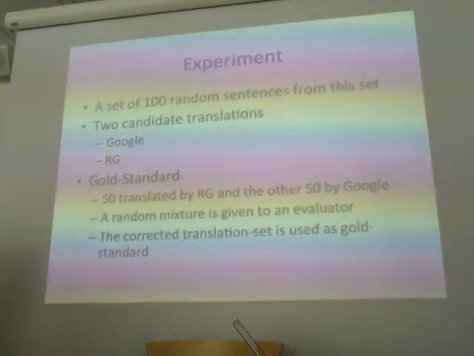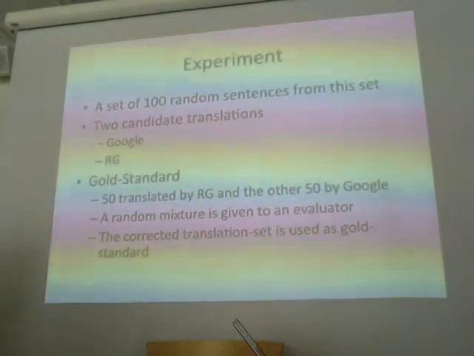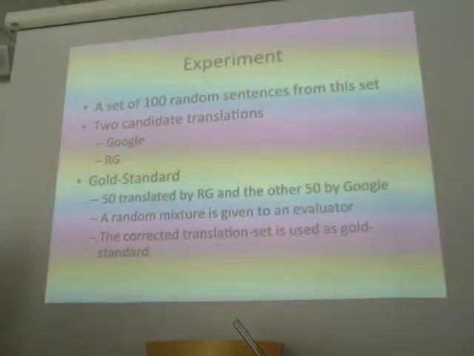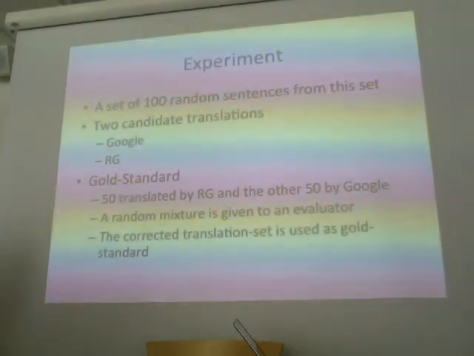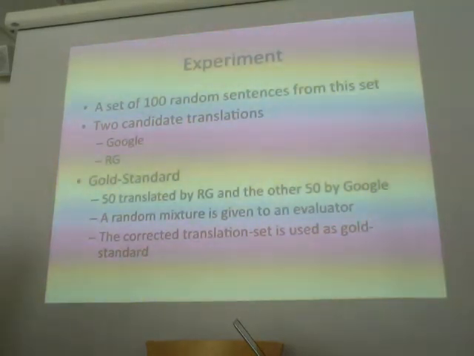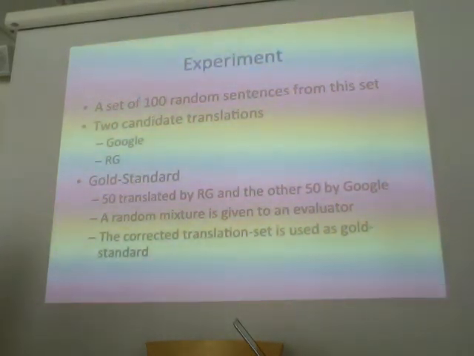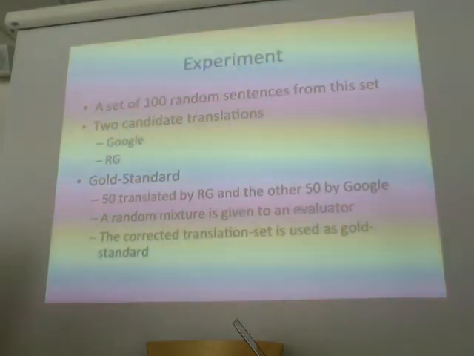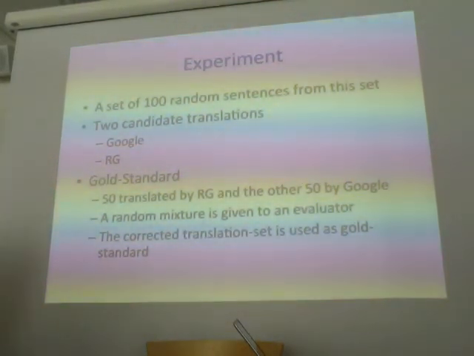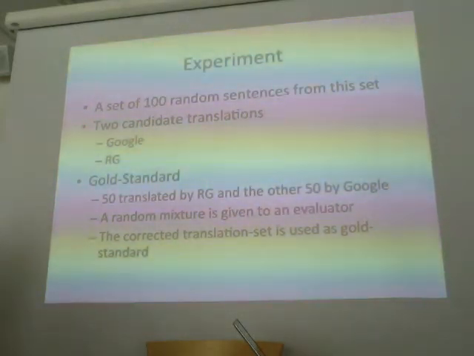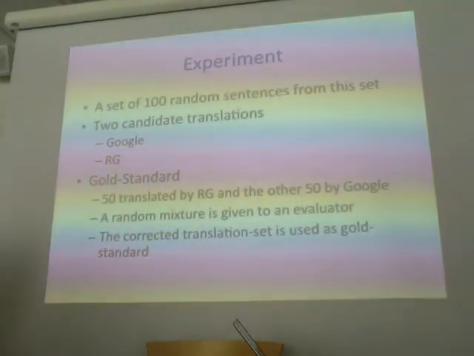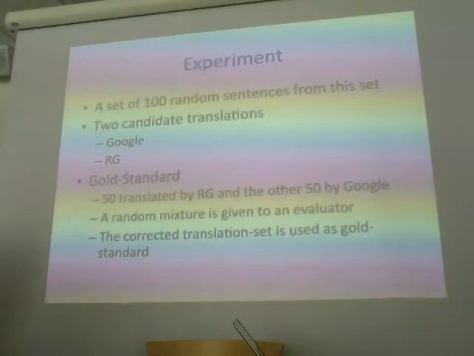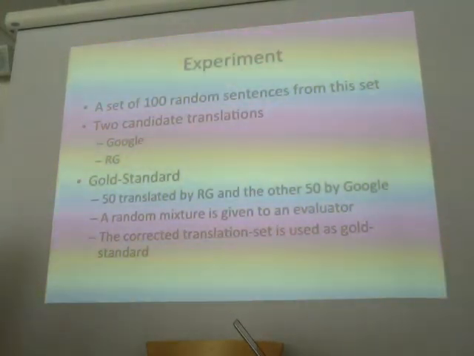Now, in order to evaluate the translation produced by our system, we need the gold standard, and we produced the gold standard by post-editing the two translations, one from Google and one from the resource grammar. I took 50 sentences translated by the resource grammar and the other 50 from Google, just to ensure that the gold standard is not biased towards either Google or the resource grammar. So we got a random mixture of these sentences, and then we handed these 100 sentences to one or a couple of our evaluators, and by post-editing those translations, we got our gold standard, so to say.